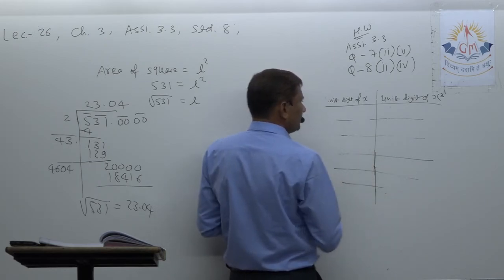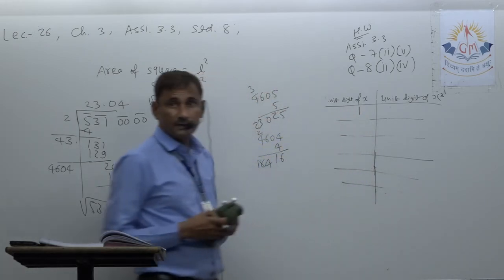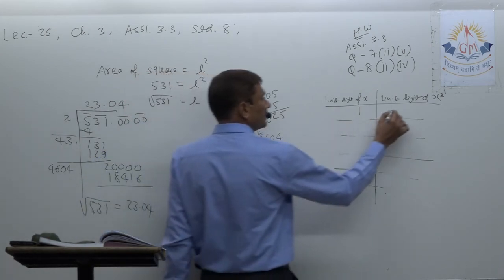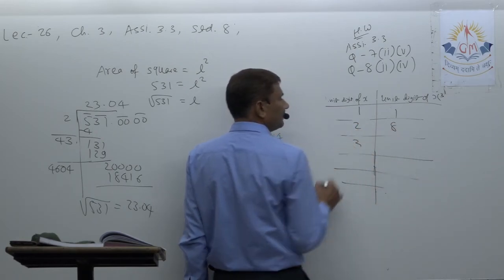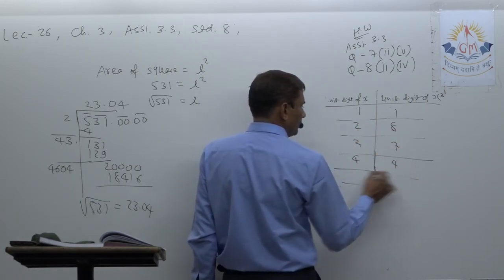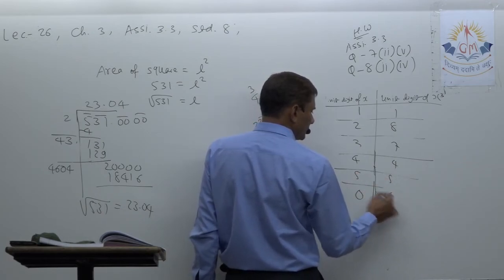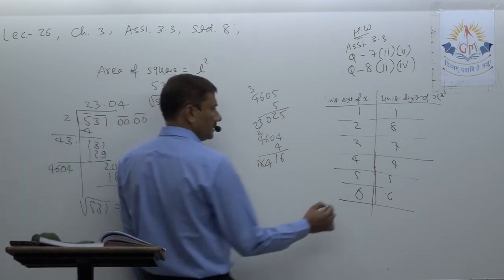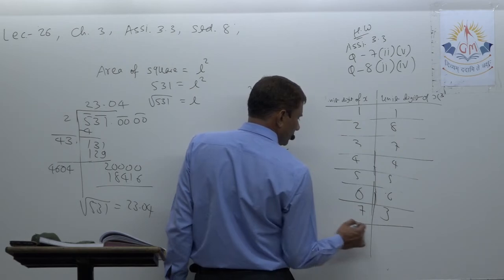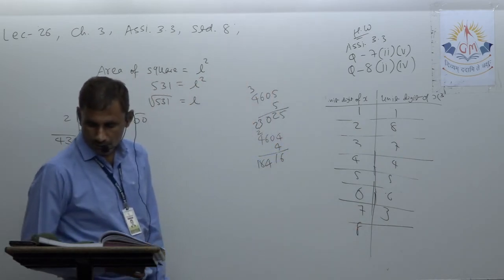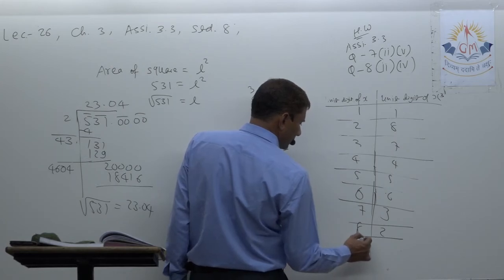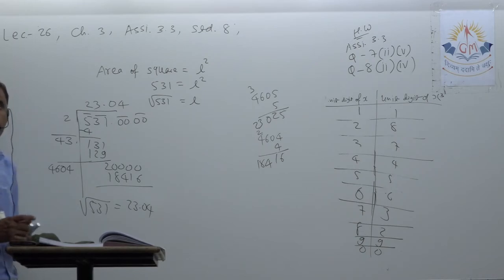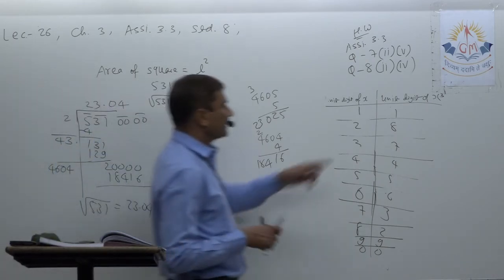Okay. If the unit digit is 1, whether it is 1, 11, 21, 31, 41, whatever it may be, the unit digit of its cube will be 1 only. Same way 2, 8; 3, 7; 4, 4; 5, 5; 6, 6; 7, 3; 8, 2; 9, 9 and 0, 0. Okay, you just compare there. So all digits can come.